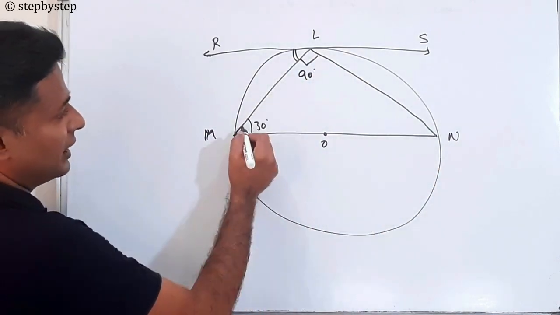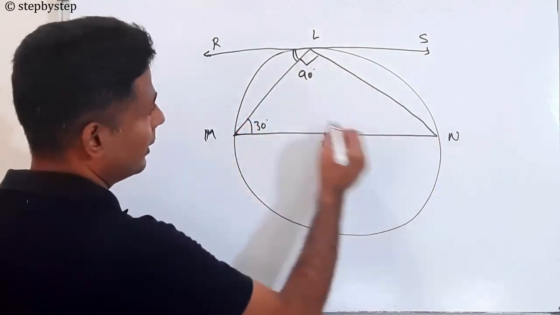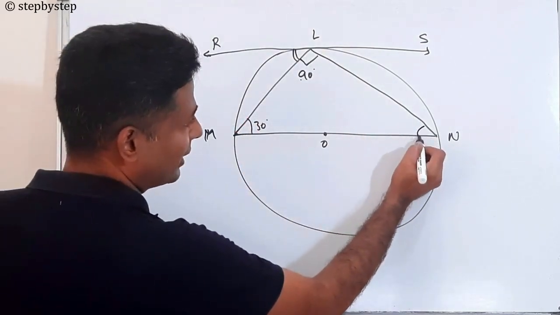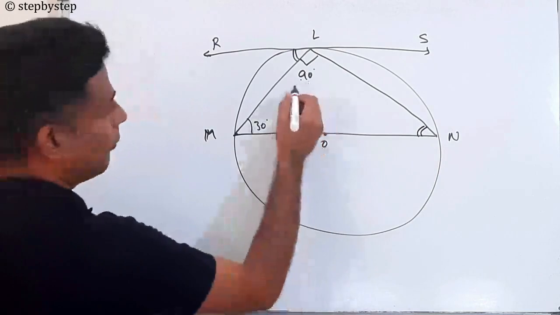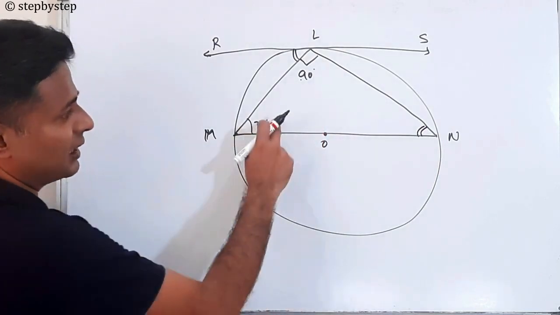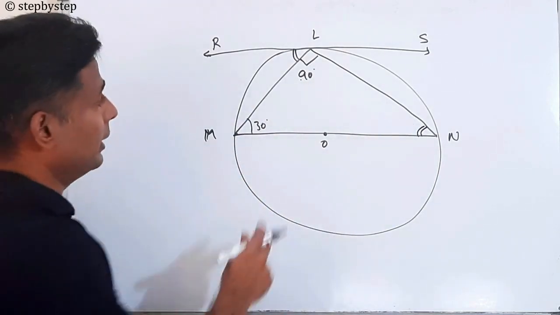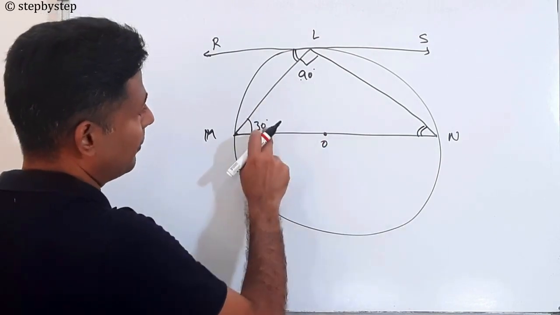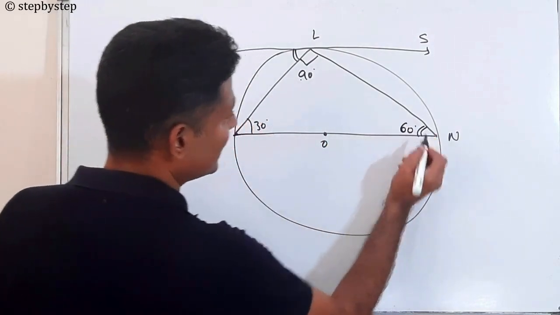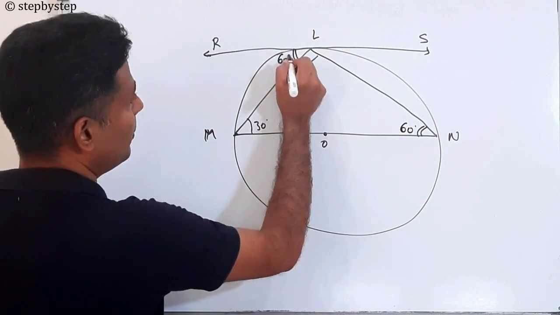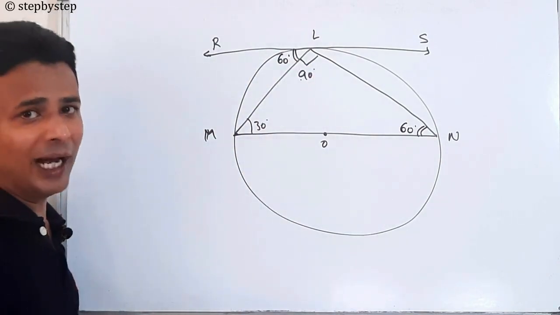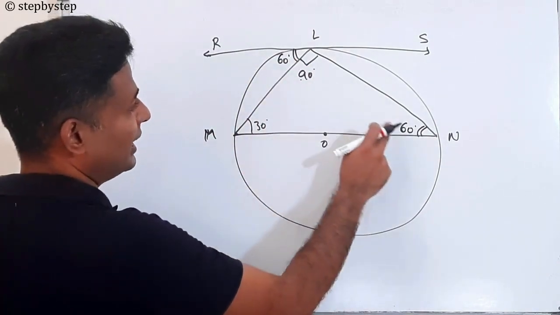Now we have this triangle MLN. So we have two angles, we can find the third angle. What will be the third angle? 180 minus 90 plus 30, because this plus this plus this is 180. So 180 minus 90, 90, 90 minus 30, 60. So this is 60 degrees. Hence this also will be 60 degrees. Why? Because angles in the same segment.